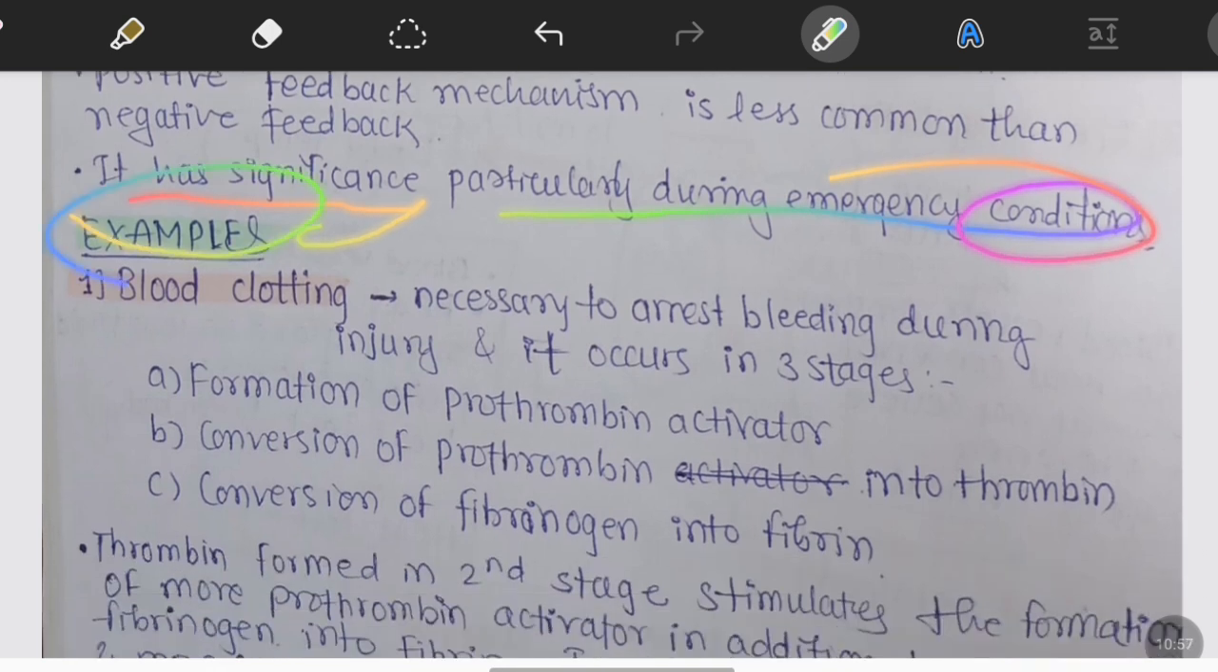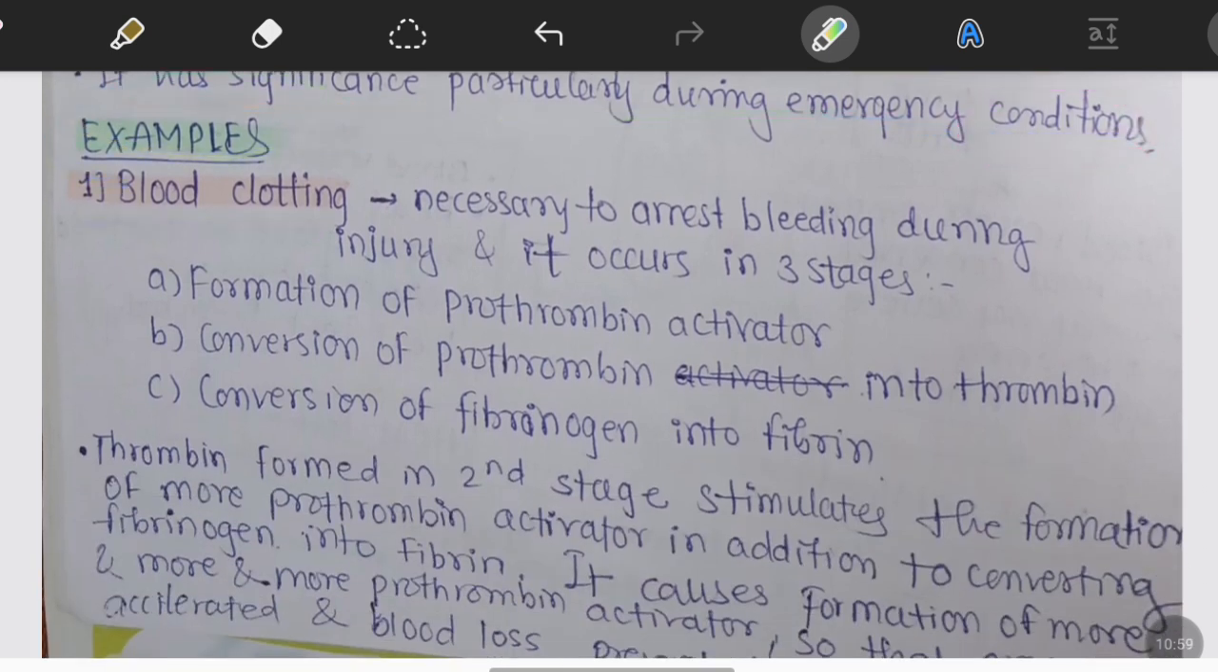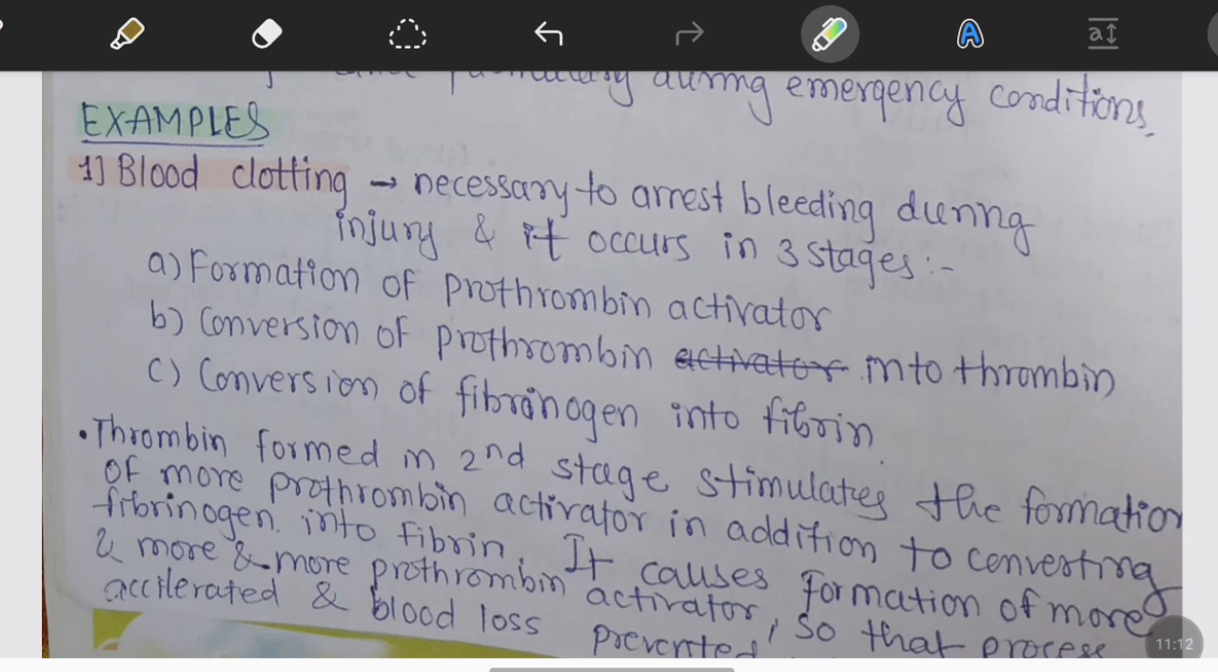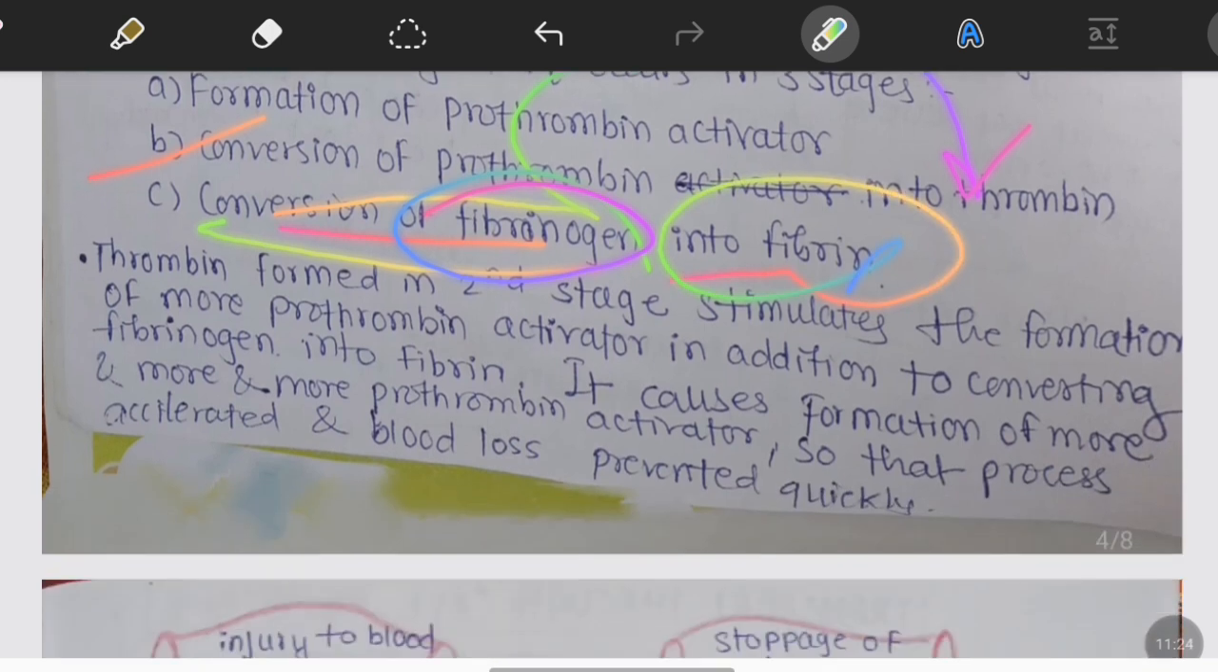Here are the examples. Blood clotting is necessary to arrest bleeding during injury, and it occurs in 3 stages. It is also characterized by emergency conditions. First is the formation of prothrombin activator. Second is the conversion of prothrombin into thrombin, and then the conversion of fibrinogen into fibrin.